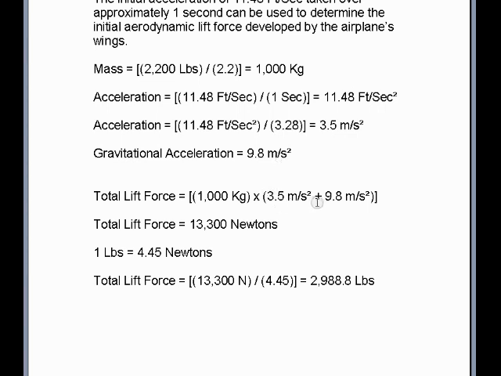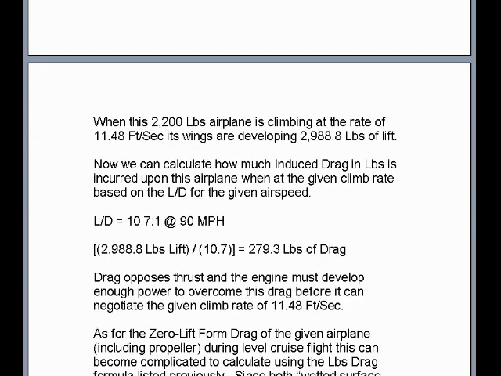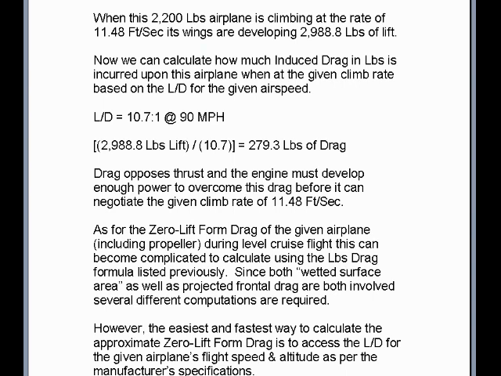So when we add the total acceleration involved, including overcoming gravity, times the mass, that's a total lift force of 13,300 newtons. 1 pound of force is equal to 4.45 newtons, so when divided out, that's 2,988.8 pounds of total lift. When this 2,200 pound airplane is climbing at the rate of 11.48 feet per second, its wings are developing 2,988.8 pounds of lift.